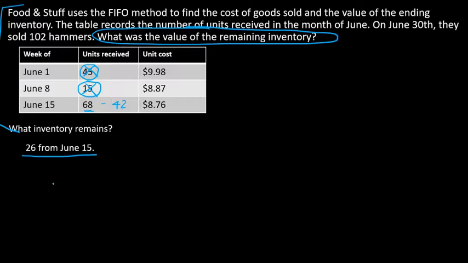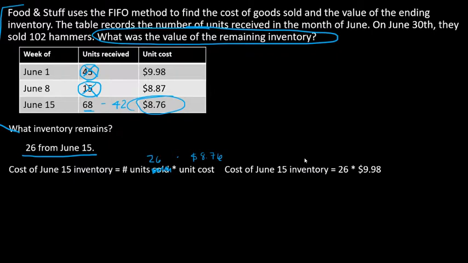If I want to know the value of that inventory, it's just like before. I need to multiply the number of units, not units sold, number of units, times unit cost. So I'm going to multiply 26 times my unit cost of 8.76. That's my unit cost for that inventory date. And that's a typo there, sorry about that, guys. That should be 8.76. So 26 times 8.76, and I must have written the wrong calculation there, so let's calculate it ourselves.